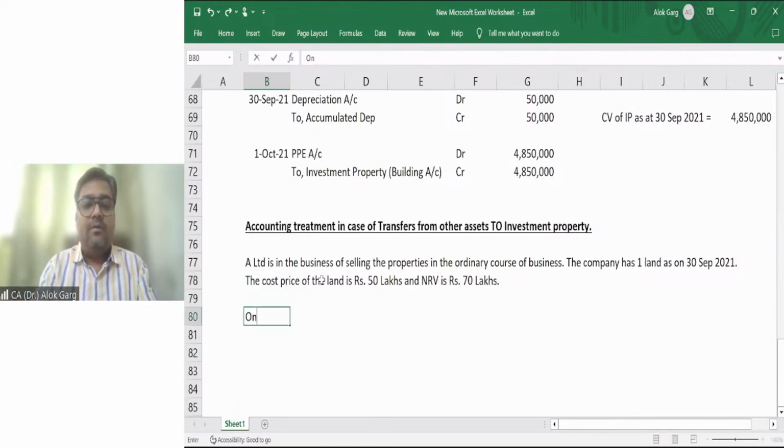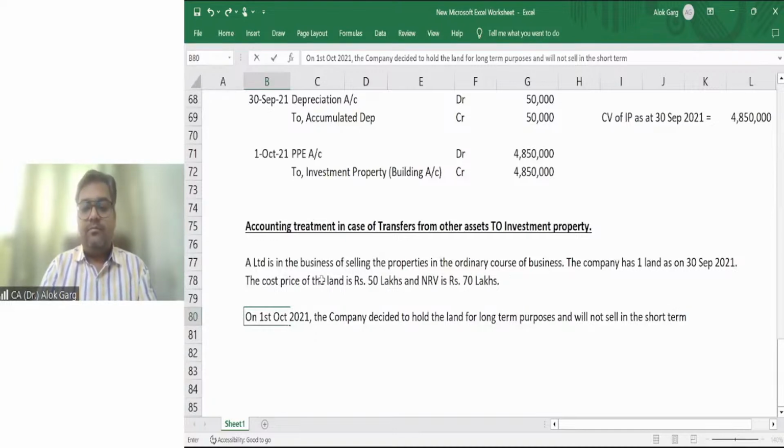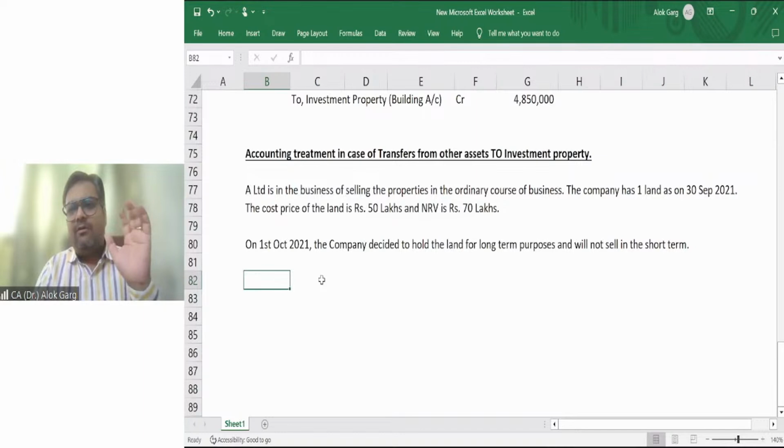Right. On 1st October 2021, the company decided to hold the land for long-term purposes, and will not sell in the short term. Friends, if I talk about 30th September 2021, this land was acquired, let's say, 2 years, 3 years, 5 years back. So I'm not talking about that.